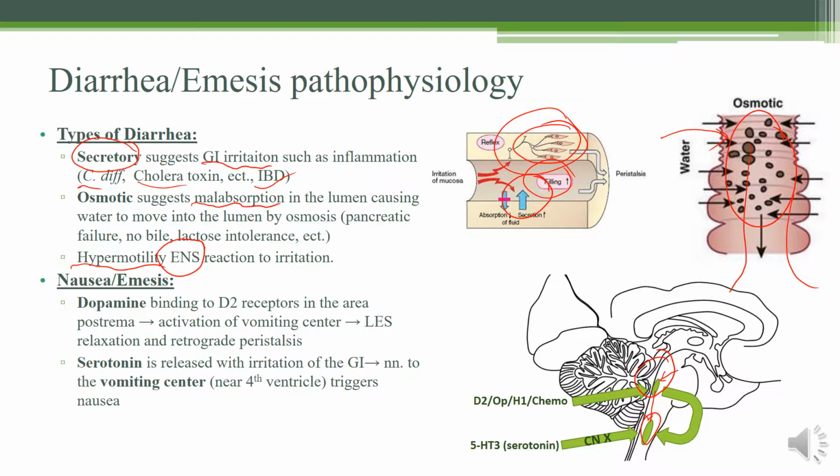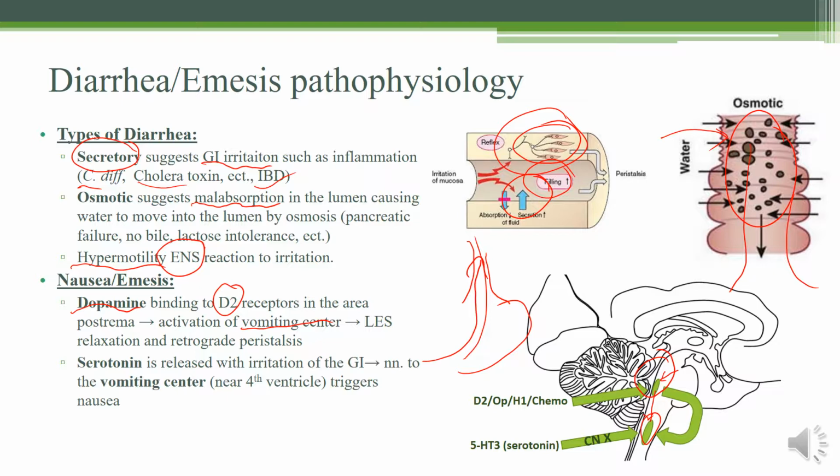There are a lot of receptors here, but we're going to focus on two for the most part. Dopamine is going to be found in the area postrema, and it'll bind onto D2 receptors. These D2 receptors will then send a signal to the vomiting center. This vomiting center will cause lower esophageal relaxation. So you've got your esophagus right here, it's relaxed, and it'll cause retrograde peristalsis. So you're going to throw up everything that's inside of here. What you do need to know is that dopamine's effects are mostly limited to the upper GI.